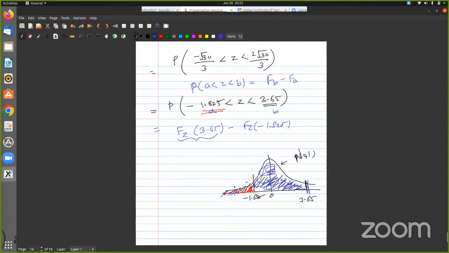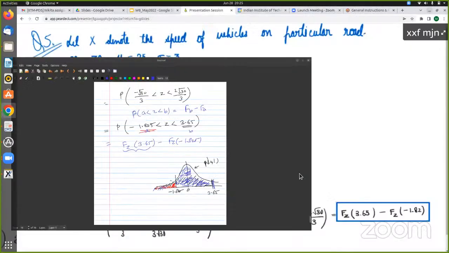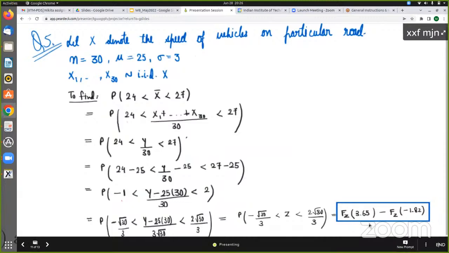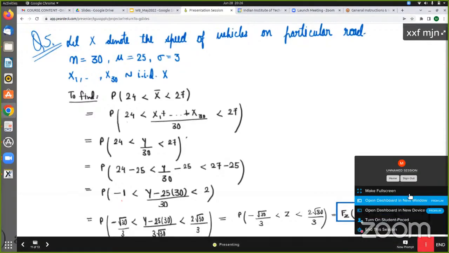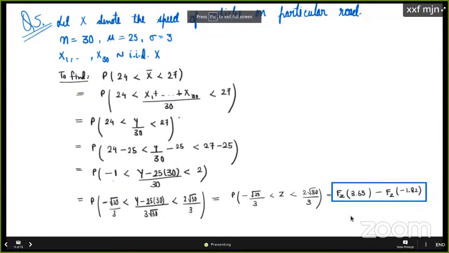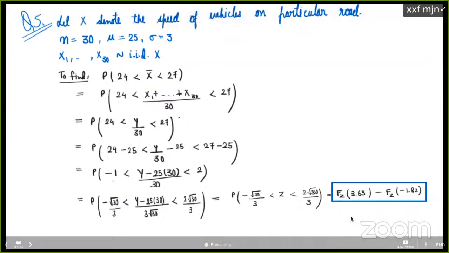Okay. So the answer sheet, what's the solution sheet having? It's in terms of Z: FZ of 3.65 minus... Okay, it's in terms of Z.